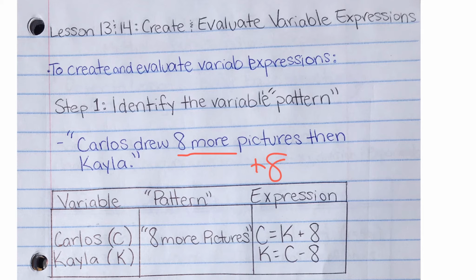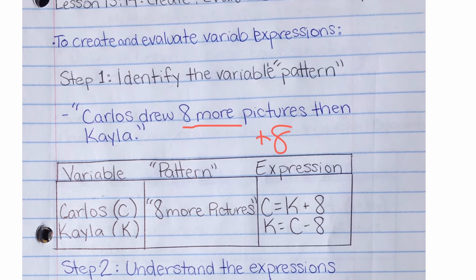We know that. And here the expression, if we create an expression where we're trying to find Carlos's number of pictures, we'll start with Carlos's variable C. And we know that C, Carlos's pictures, are equal to Kayla's pictures plus 8. And if we're trying to create an expression where we want to find Kayla's, we'll start with K equals, because we're looking for Kayla, Carlos's amount minus 8. Now I know that that's a pretty quick jump from the word problem to the expression.